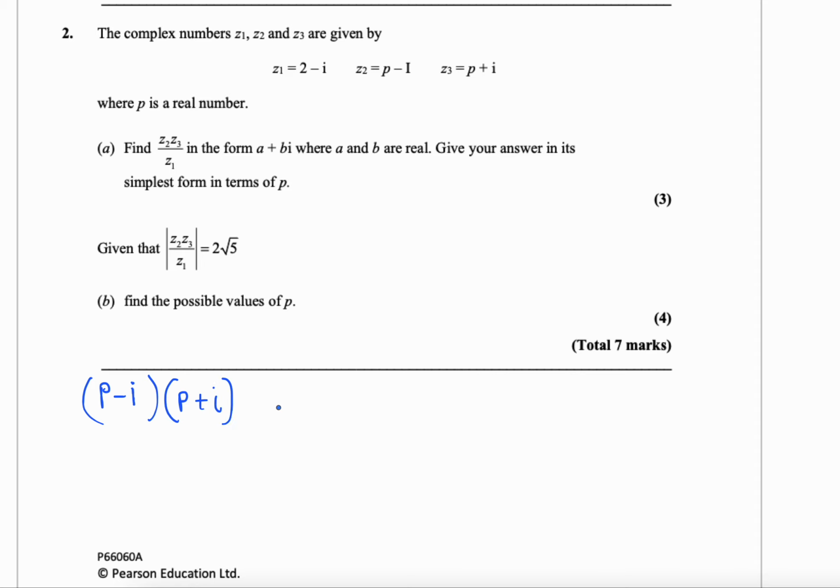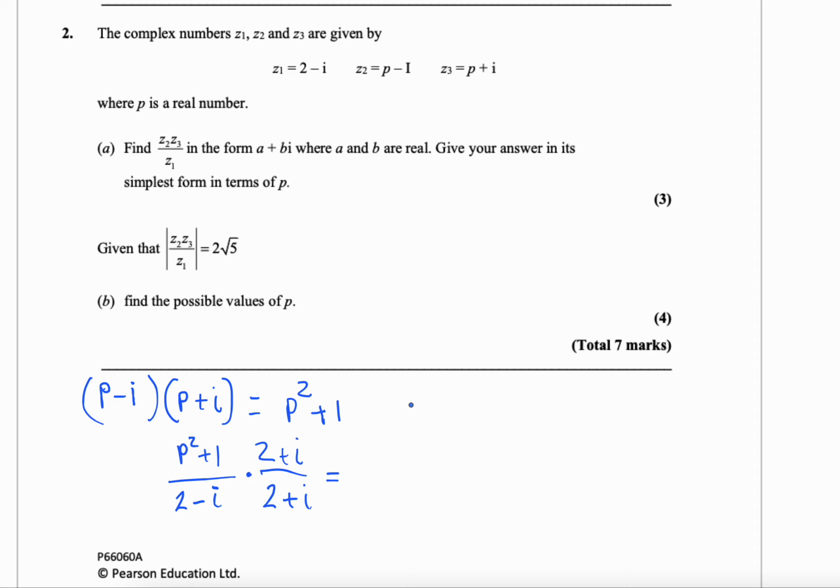All right. So P minus I times P plus I will be P squared plus 1, because it's minus I squared, so it's minus minus 1. P squared plus 1, and that's it, right? Because it's minus PI plus PI. So P squared plus 1. Lovely. And then we're going to divide that by Z1, 2 minus I. How do we do that? And now we do the conjugate thing again. Yeah, we multiply top and bottom by 2 plus I.